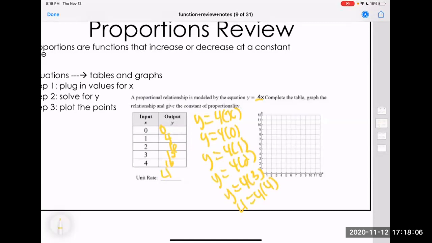Now we can plot the points, 1, 4. You can also check by doing your rise over your run. Even if you plotted the points like normally, you would get the same thing. So 1, 4 would be rising 4 and over 1, rising 4 over 1, and that's how we graph that.